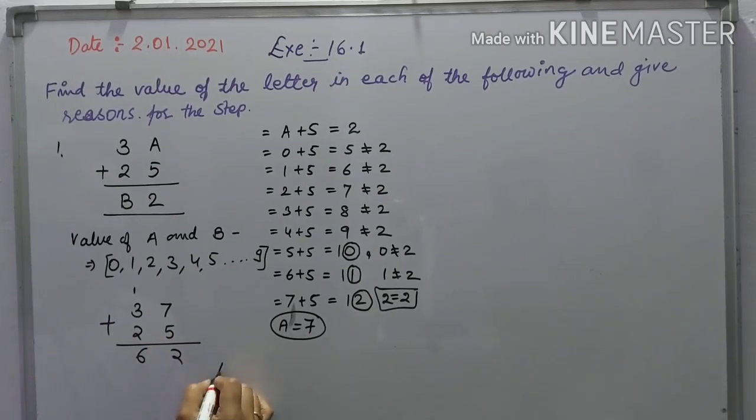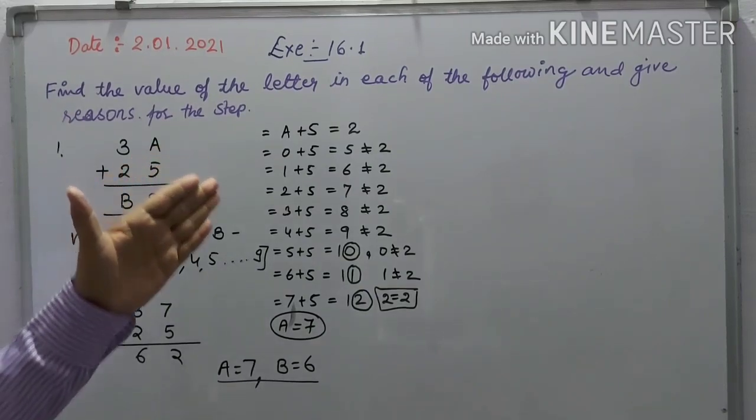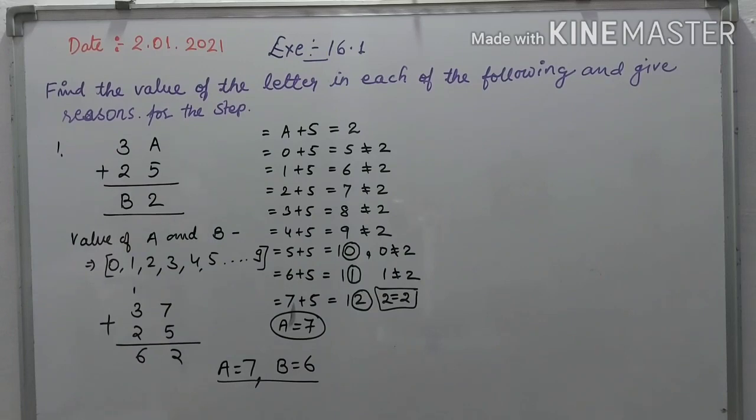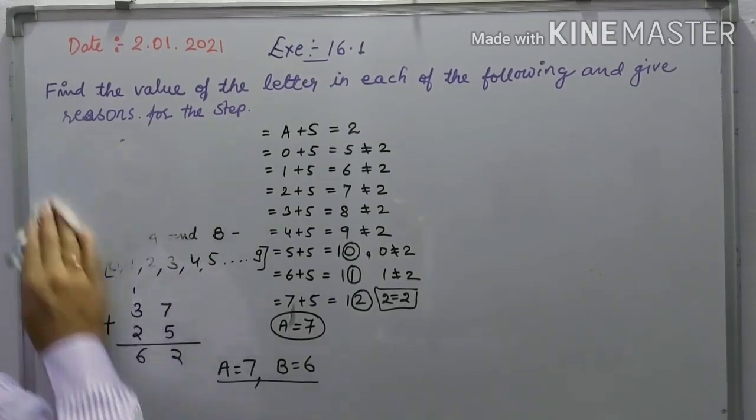So there the value of a is equal to 7 and the value of b is equal to 6. Okay, so this is the step to find the value that a is equal to.